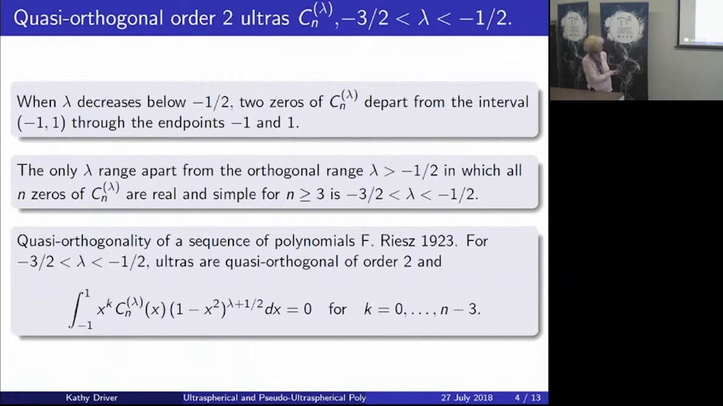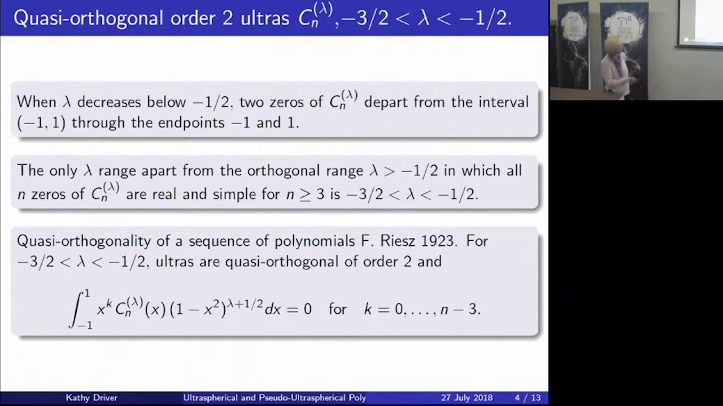And what it means is that, that's blocked there because of this. One can see it on the other screen. Oh, can you? Good. Okay. So please look at the other screen just for this here. The ultraspherical polynomials, if lambda is less than minus a half, are quasi-orthogonal of order 2, and you still have an orthogonality type condition, but it only goes up to n minus 3 and not up to n minus 1. So that is different from the orthogonality condition. So you lose something when your parameter is below minus a half, provided it stays larger than minus 3, you have this phenomenon.